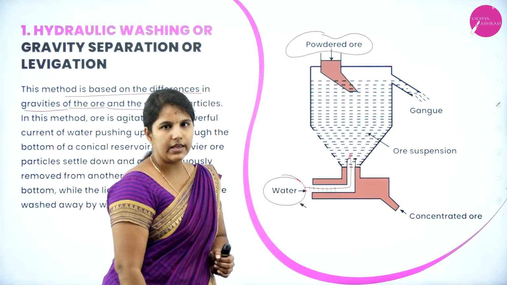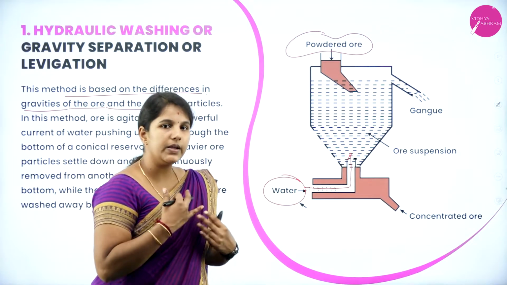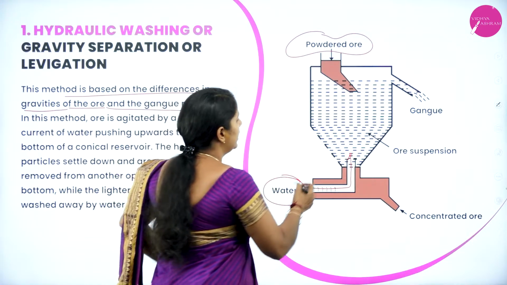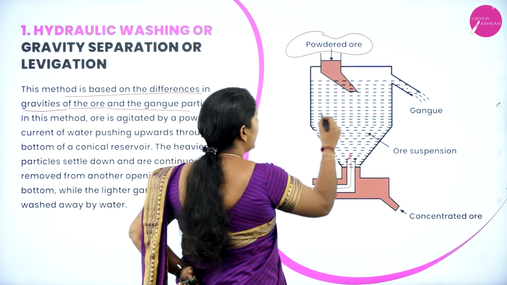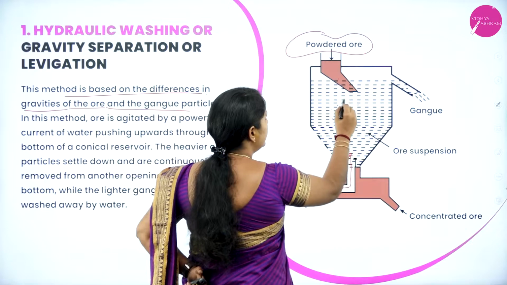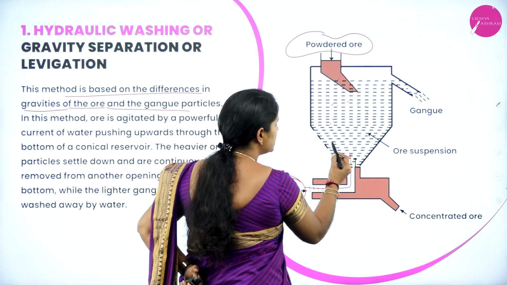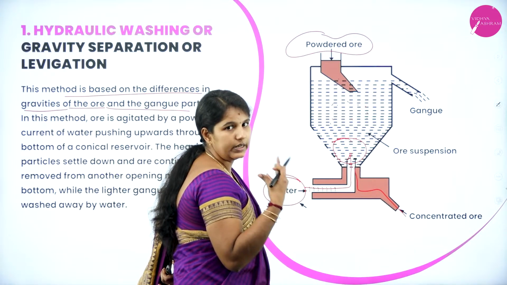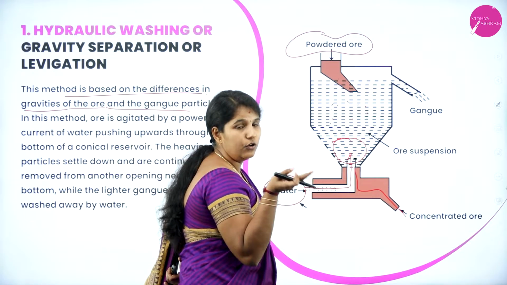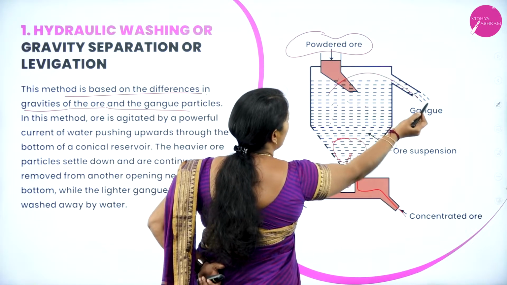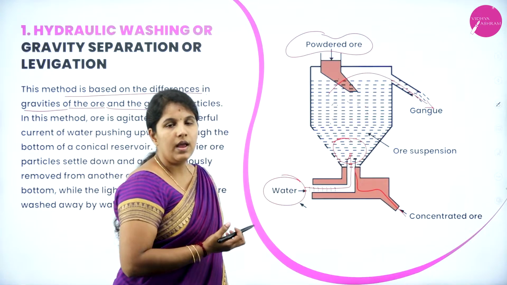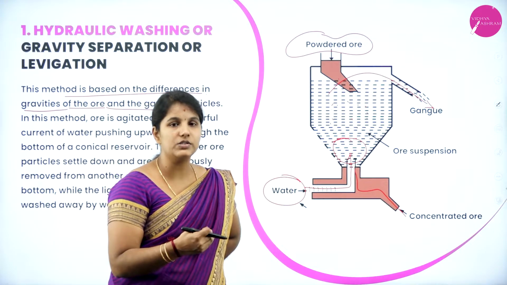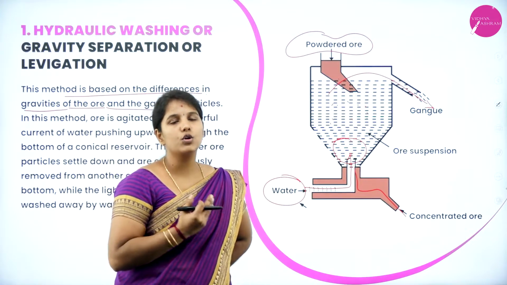What will happen in this case? We learned that this method is based upon the difference in gravity between the ore and the gangue particles. So if the water is moving in the upward direction, the sand particles will be carried away by the water, and the heavier particles collect at the bottom and come out in the form of concentrated ore. Whereas the lighter particles come out in the form of gangue. This is how they separate the impurity from the ore and enrich the ore concentration.